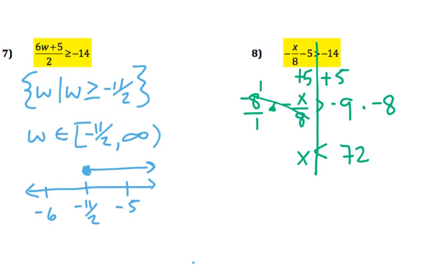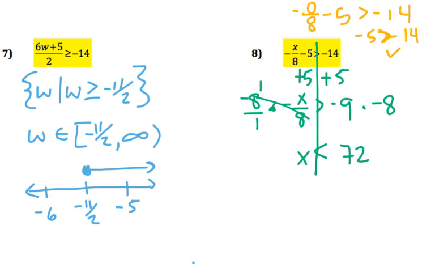Now let's do a quick check of this. So let's substitute in something less than 72, like 0. So we have negative 0 divided by 8 minus 5 is greater than negative 14. We're going to see if this is true. 0 divided by 8 is 0. 0 minus 5 would be negative 5. So we have negative 5 is greater than negative 14. And that is true. Negative 5 is greater than negative 14. So we know we've done this correctly by switching our inequality sign.